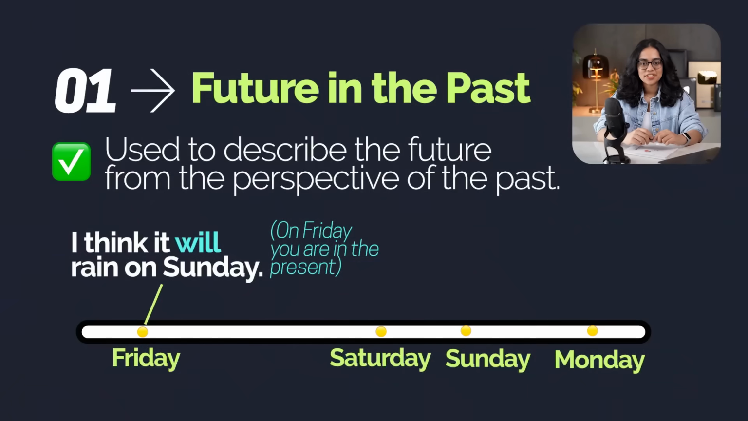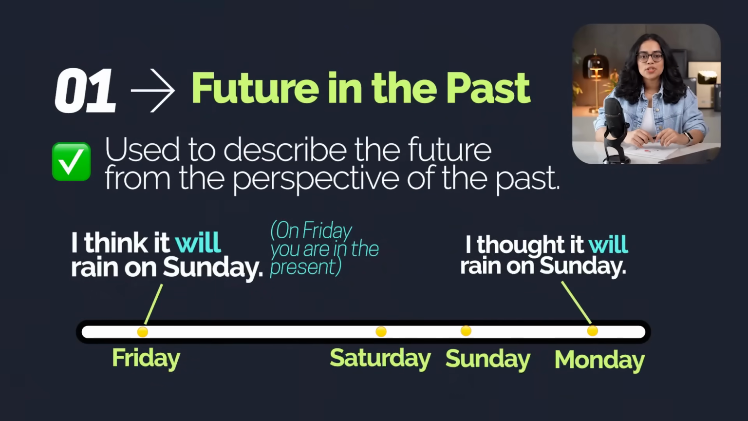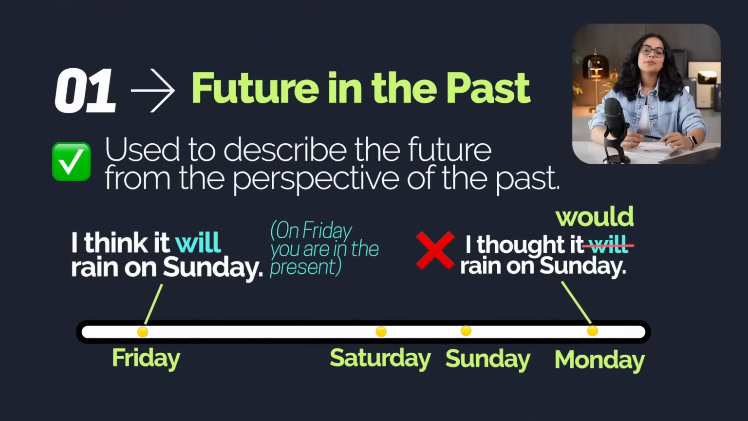But now, say for example, it's Monday, that's today, and you're reporting what you said on Friday. So will you say, I thought it will rain on Sunday? Now this is the most common mistake people make. The correct sentence would be, I thought it would rain on Sunday and not will rain on Sunday. Because you're no longer in the present. You're looking back at a past moment, which is Friday, when you predicted something in the future, that is on a Sunday. So will becomes would to show it was a future idea from a past moment. I hope you got it.